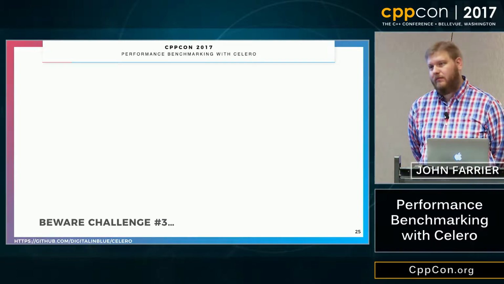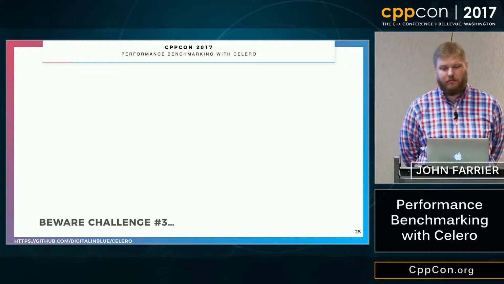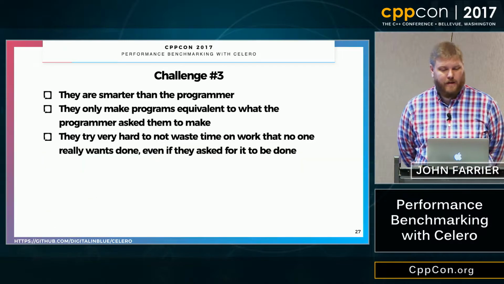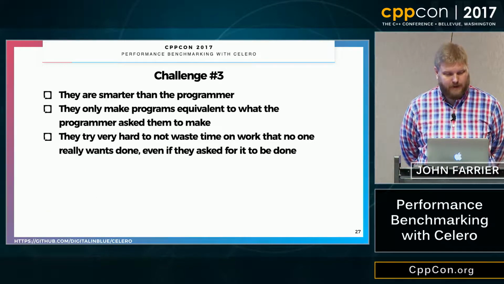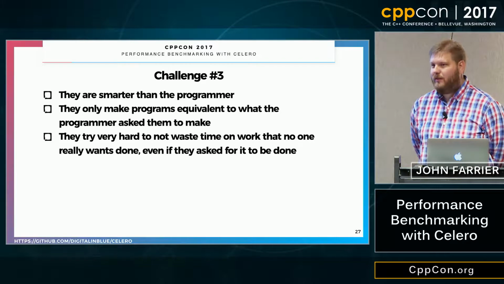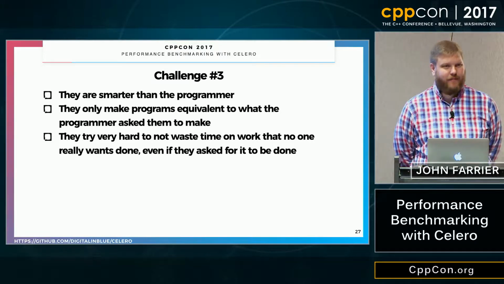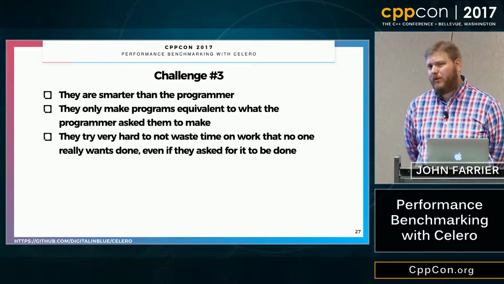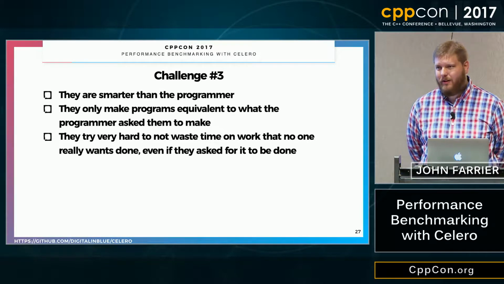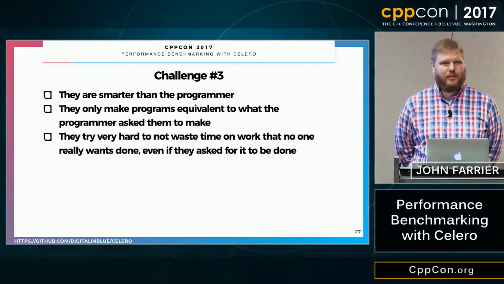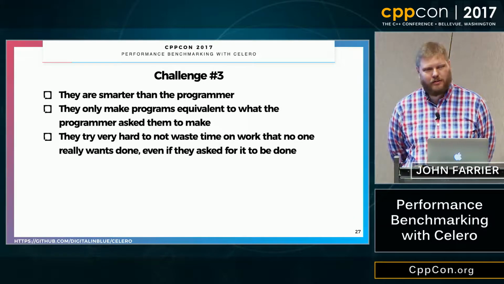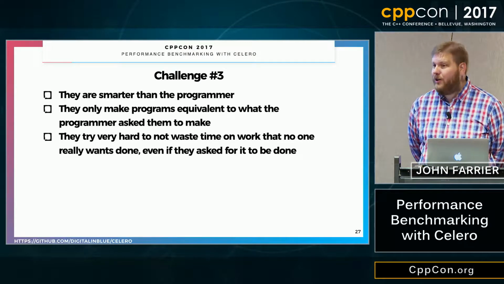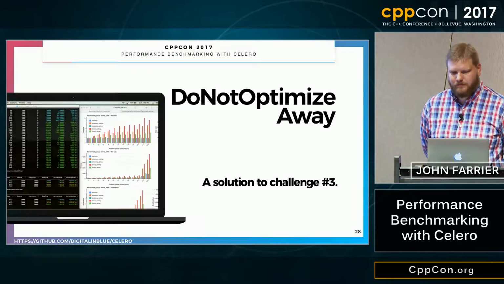And given all that, there's one more challenge. And that's the compilers are also complicated. They tend to be smarter than us. They only make programs equivalent to what we ask them to make, and they try very hard to not waste time. Well, sometimes when we're writing benchmarks, we need them to waste time. We're going to be throwing away results, but we still want to incur the cost of saving the results. We may make calls that could be easily optimized away, but we don't want to do that because that's the exact thing that we're trying to measure.